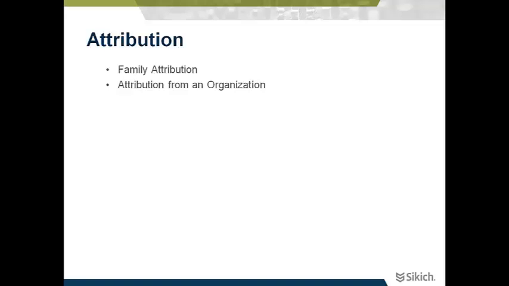Let me give you an example of how this works. A husband and wife each work for a firm, and the husband is 100% owner of the firm. So by family attribution, the wife would also be deemed to own 100% of the business and would therefore be a highly compensated employee because she would also be more than a 5% owner. Attribution can be the result of an organization: partnerships, estates, trusts, corporations.